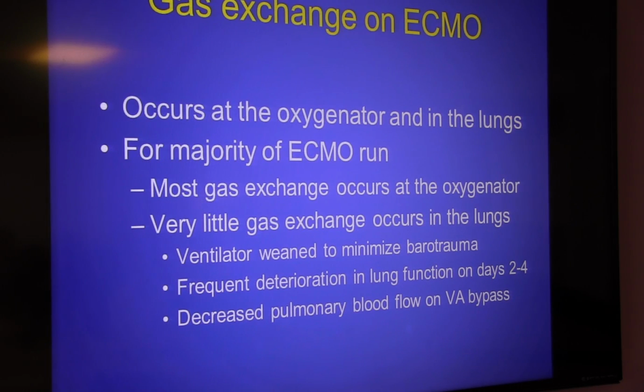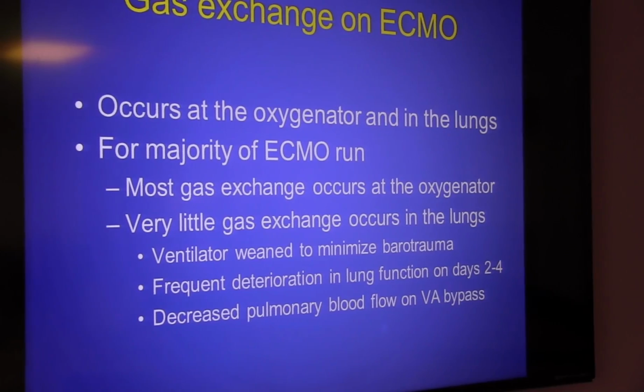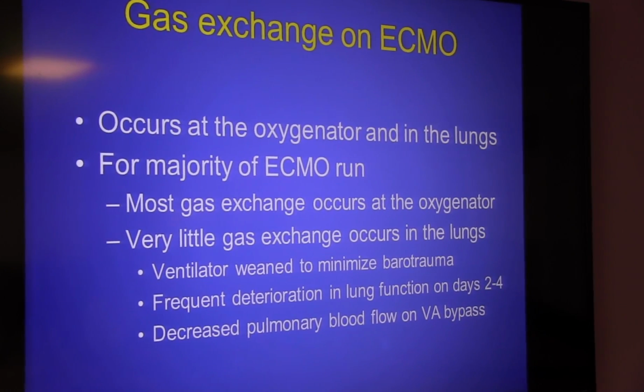So what about how we manipulate gas exchange on ECMO? It's important to remember, particularly for respiratory ECMO, that gas exchange is occurring both at the oxygenator and in the lungs. But particularly for our neonatal respiratory cases, and also for the pediatric respiratory cases, for the majority of the run, most of the gas exchange is actually happening in the oxygenator. And there's not much gas exchange happening in the lungs.